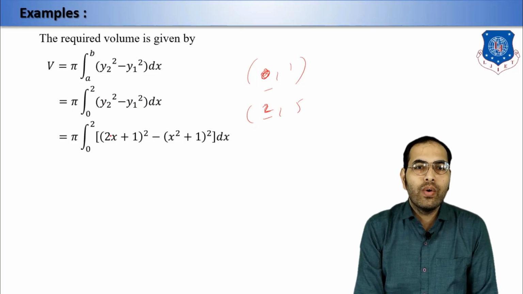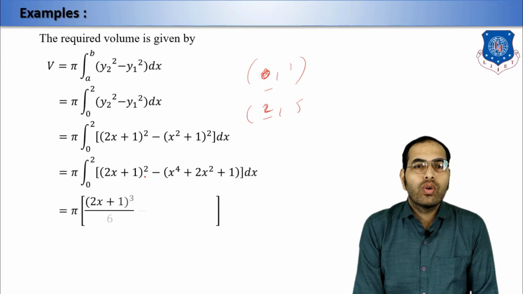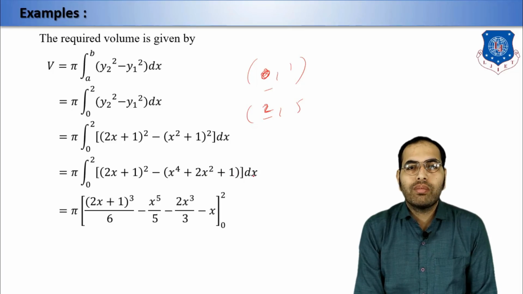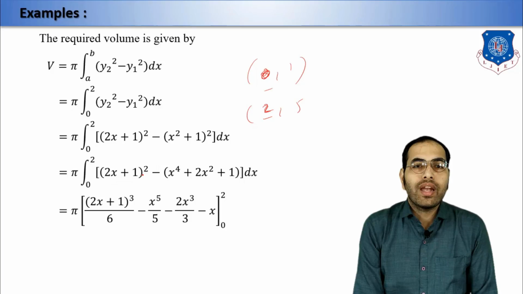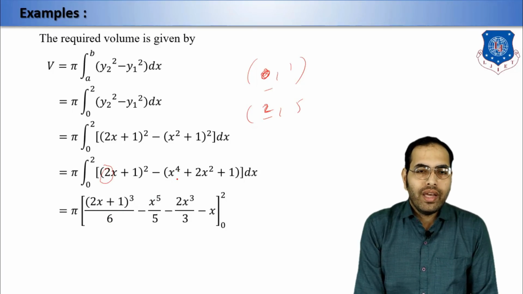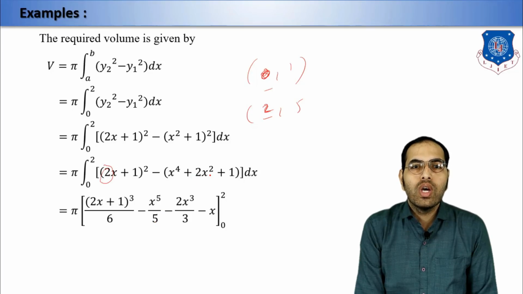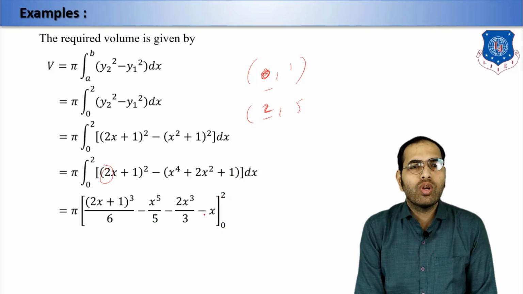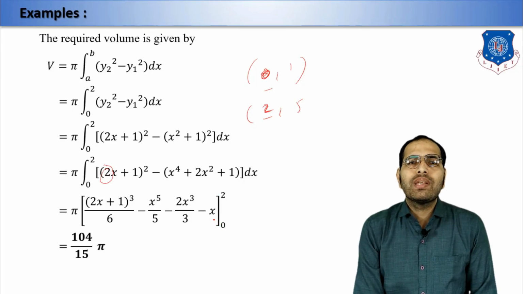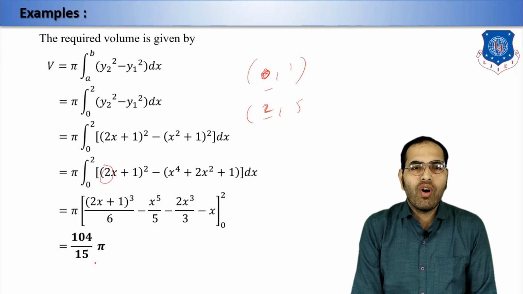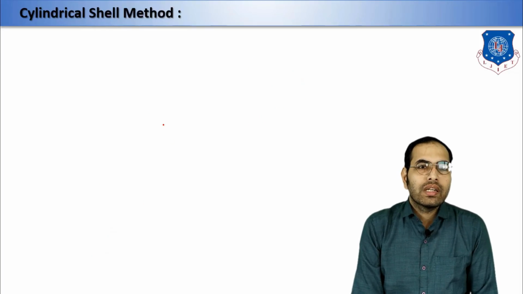Then substituting these values and expanding, we get pi integral 0 to 2 of (2x plus 1) whole square minus (x square plus 1) whole square dx. Now the integral of that term: (2x plus 1) whole cube by 3, and the coefficient multiplied with x goes in the denominator, so 2 into 3, that is 6, minus x raised to 5 by 5, minus 2x raised to 3 by 3, minus x, where x varies from 0 to 2. Then substituting the limits, upper limit minus lower limit, and simplifying, that will give you 104 divided by 15 into pi.